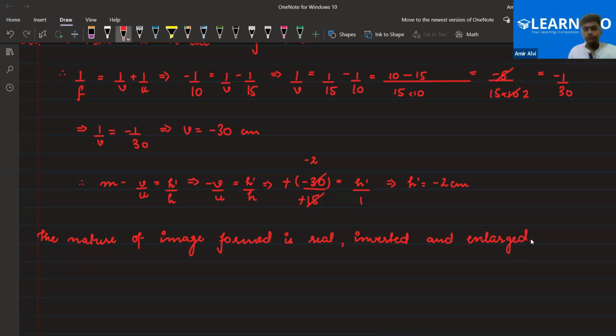Is that clear, everyone? Does anybody have any doubt so far? Please let me know. Okay, now let's do one more question, and then we will move to the next topic, because I'll be taking this topic like a dedicated numerical session. Just a second. Let's take a numerical based on the convex mirror.